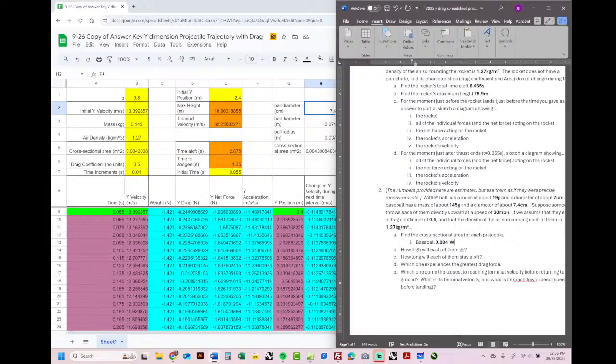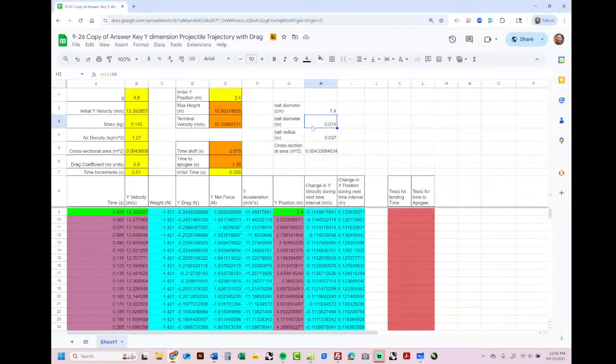I always put an H in wiffle ball. It doesn't have an H. And the baseball was 0.0043008. Maybe I will be precise here. 0.003848.